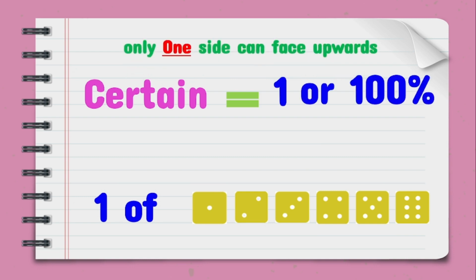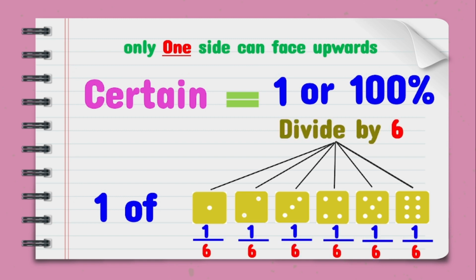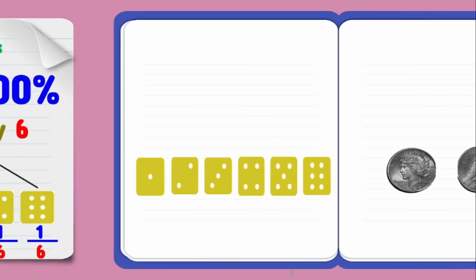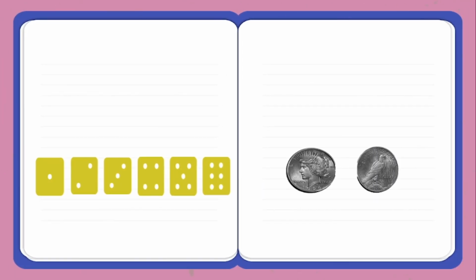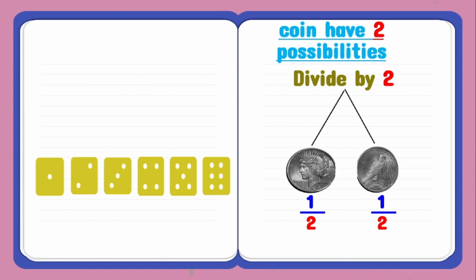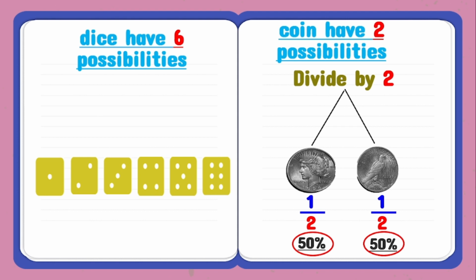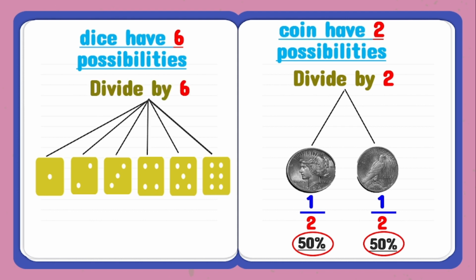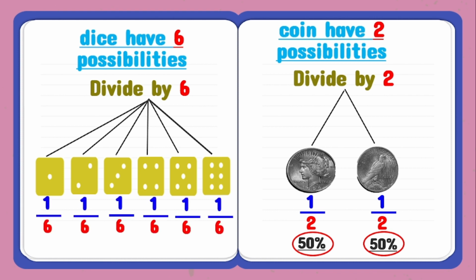But since only one side can face upwards for a given roll, we have to divide up the value among all possibilities. In the case of the coin toss, since there were two possibilities, we had to divide the probability by 2. 1 divided by 2 is 1/2, which is equivalent to 0.5 or 50%. In the case of dice, since there are 6 possibilities, we need to divide the probability evenly between the 6 possibilities. 1 divided by 6 is 1/6, which is equivalent to 0.167 or 16.7%.